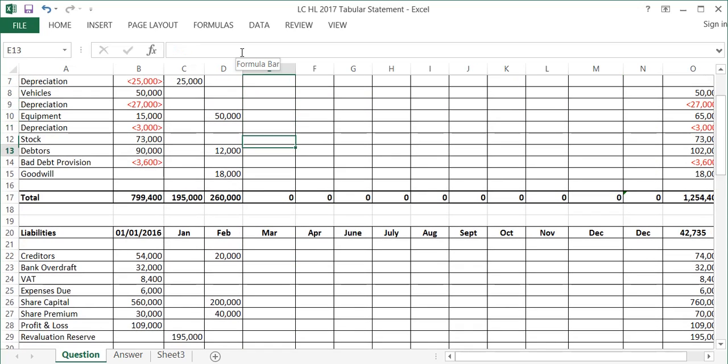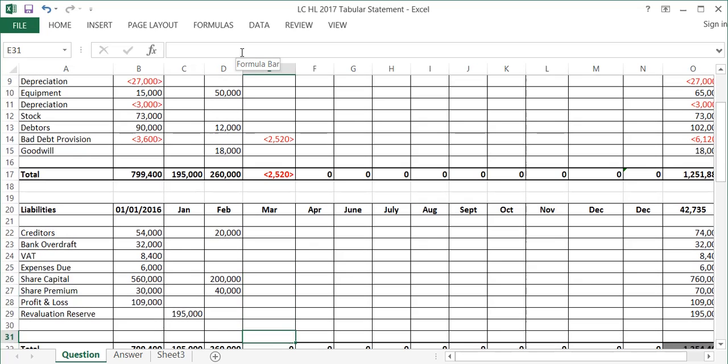Okay, so to do that, the bad debt provision is a minus. So to increase it, it's going to be a minus, again, 2,520. And if your bad debt provision increases, it means your profit is going to go down because it's an expense. So my profit goes down, P&L will go down by 2,520. Any P&L items will go here in this line, profit and loss.